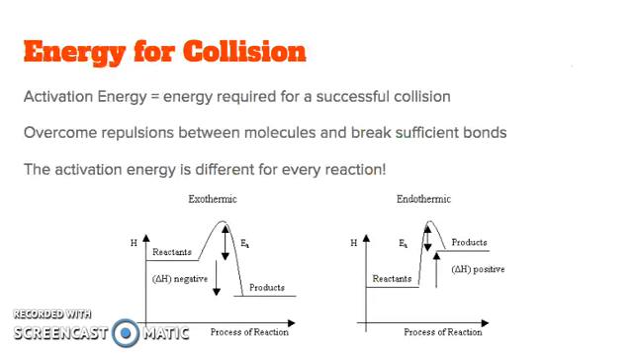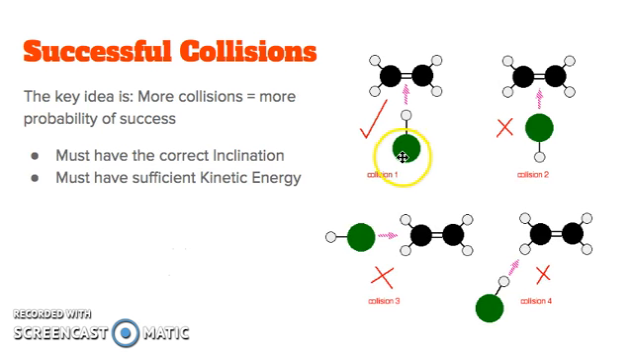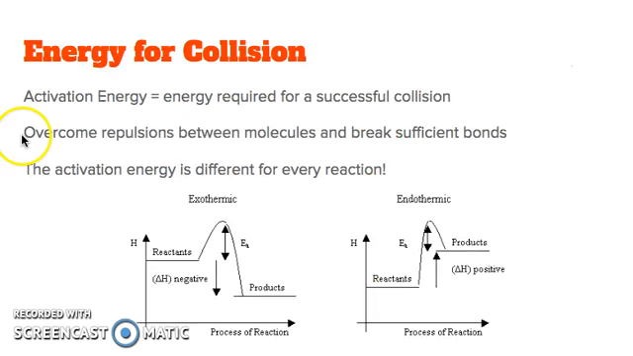This is an important concept: the energy for collision. Before, I explained the correct orientation, and now the idea of energy. The energy required for a successful collision is called the activation energy. What the activation energy does is overcome repulsion between molecules and break sufficient bonds. For two reactants to turn into a product, there must be sufficient energy, and that sufficient energy is called the activation energy.